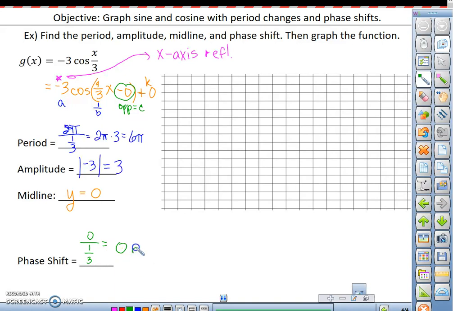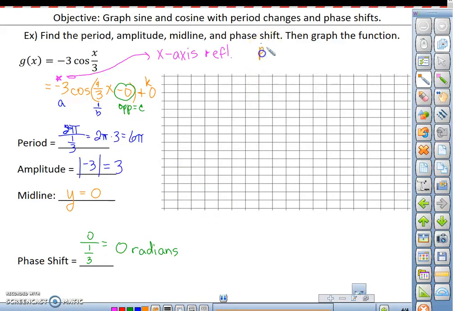So we have 0 radians as our phase shift, which basically means we don't have a phase shift. So this function does not move to the left or to the right compared to its parent. All right, so now graphing. Looking at a scale, I would take and look at the period, which is 6 pi.